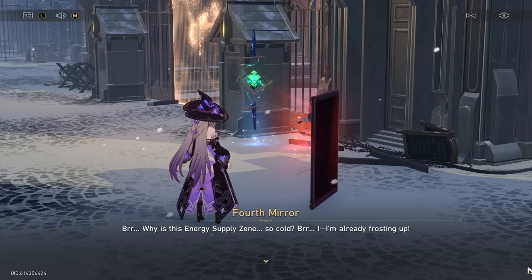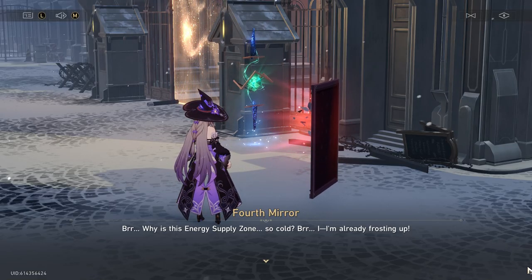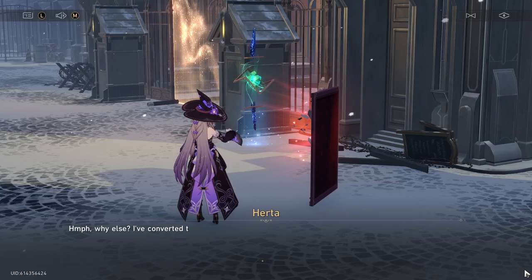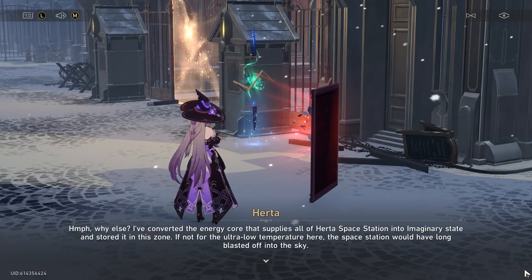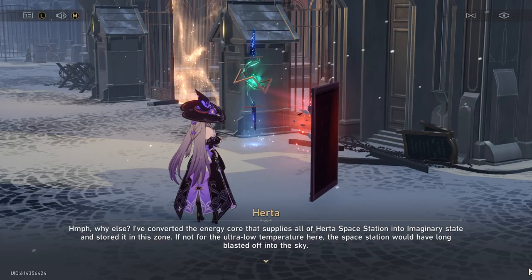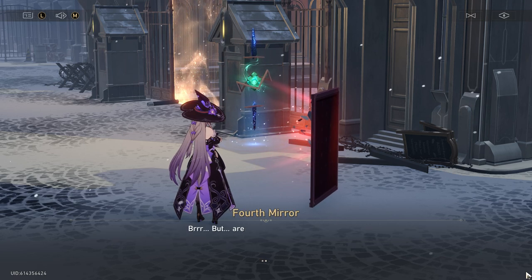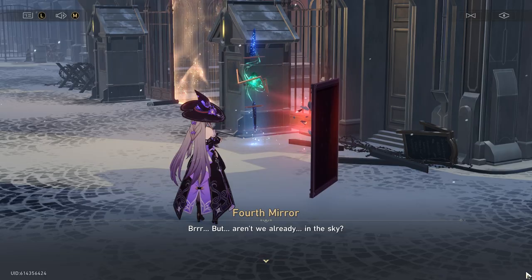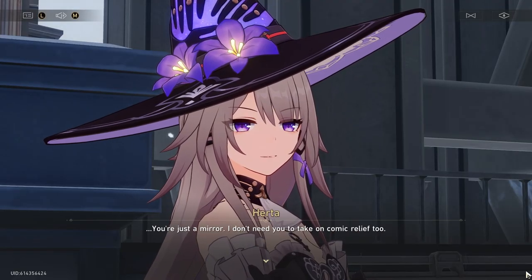Brr, why is this energy supply zone so cold? I'm already frosting up. Why else? I've converted the energy core that supplies all of Herta Space Station into imaginary state and stored it in this zone. If not for the ultra-low temperature here, the space station would have long blasted up into the sky. But aren't we already in the sky? You're just a mirror? I don't need you to take on comic relief, too.